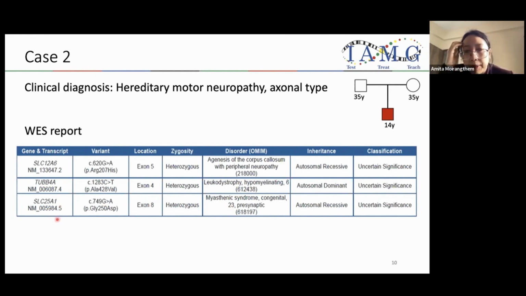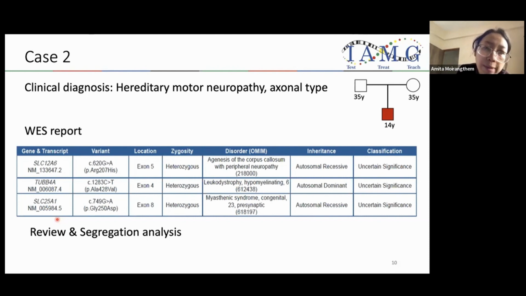This is a very common situation we all face now, where the lab returns various variants of uncertain significance. So now we review and go back to the case to actually see how the reported variants match the phenotype, and also do a segregation analysis by testing the parents. So we did a review of the phenotype, and the proband did not have corpus callosum abnormalities, nor did he have hypomyelination in the MRI. And he also did not show any myasthenic symptoms in the NCS studies.